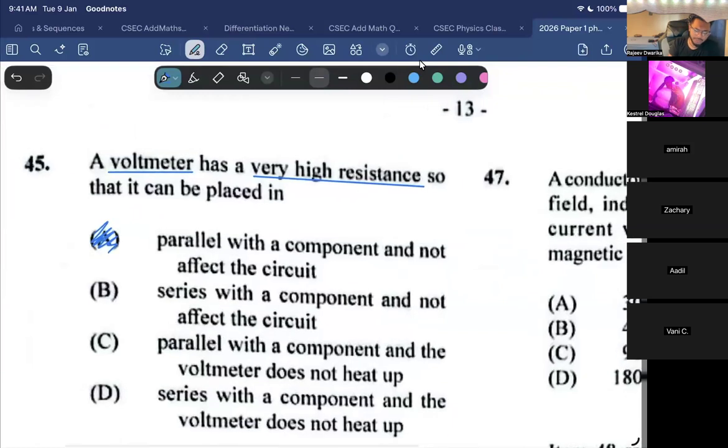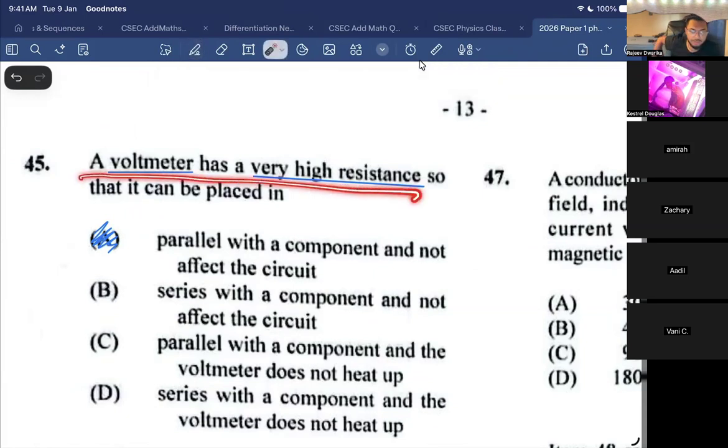Anybody want to tell me what this would have looked like if it was an ammeter instead? Would that be B? Yep, maybe. See if you can tell me what the sentence would have been instead. An ammeter has no resistance so that it can be placed in series with a component and not affect the circuit. Excellent.